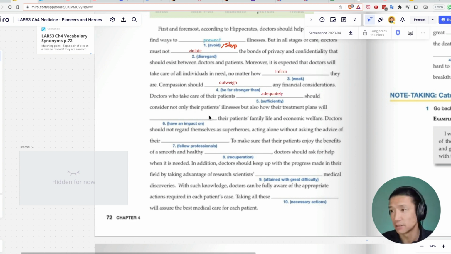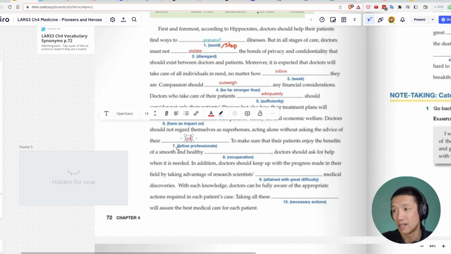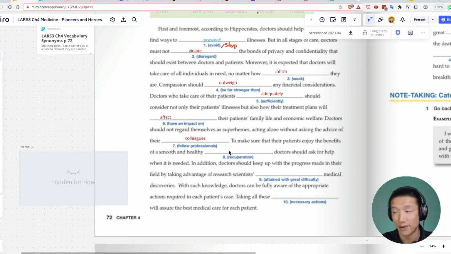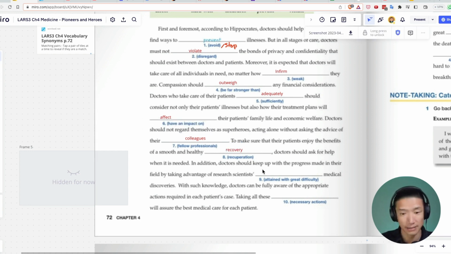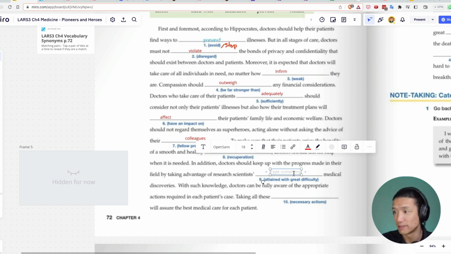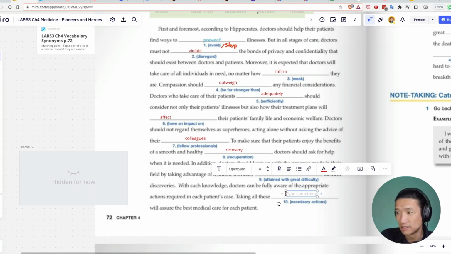And when you're watching this video, you're going to watch me make this same silly mistake every time. Have an impact. Affect. Professional. A college. Colleagues. Recuperation is recovery. Right? I didn't practice this, guys. I just used my memory right now. Attained with great difficulty, hard won. And when you start to be able to read and to understand words, you should be able to recall this, remember this. This is how I learned all these new words.